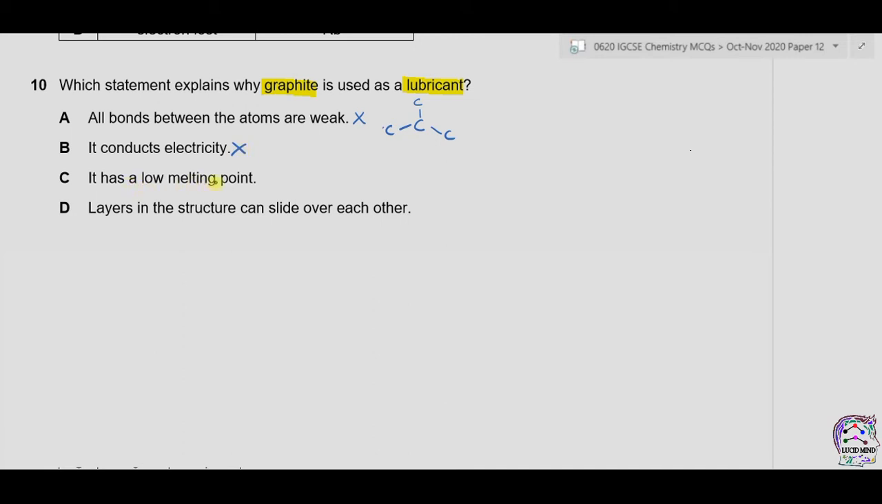C. It has low melting point. Now, graphite does not have low melting point, its melting point is quite high. D. Layers in the structure can slide over each other. Now, this is a true statement because in graphite, carbon atoms are present in the form of layers, and only weak forces of attraction are present between the layers. Therefore, layers slide over each other, and due to this sliding, it can be used as a lubricant. The answer is therefore D.